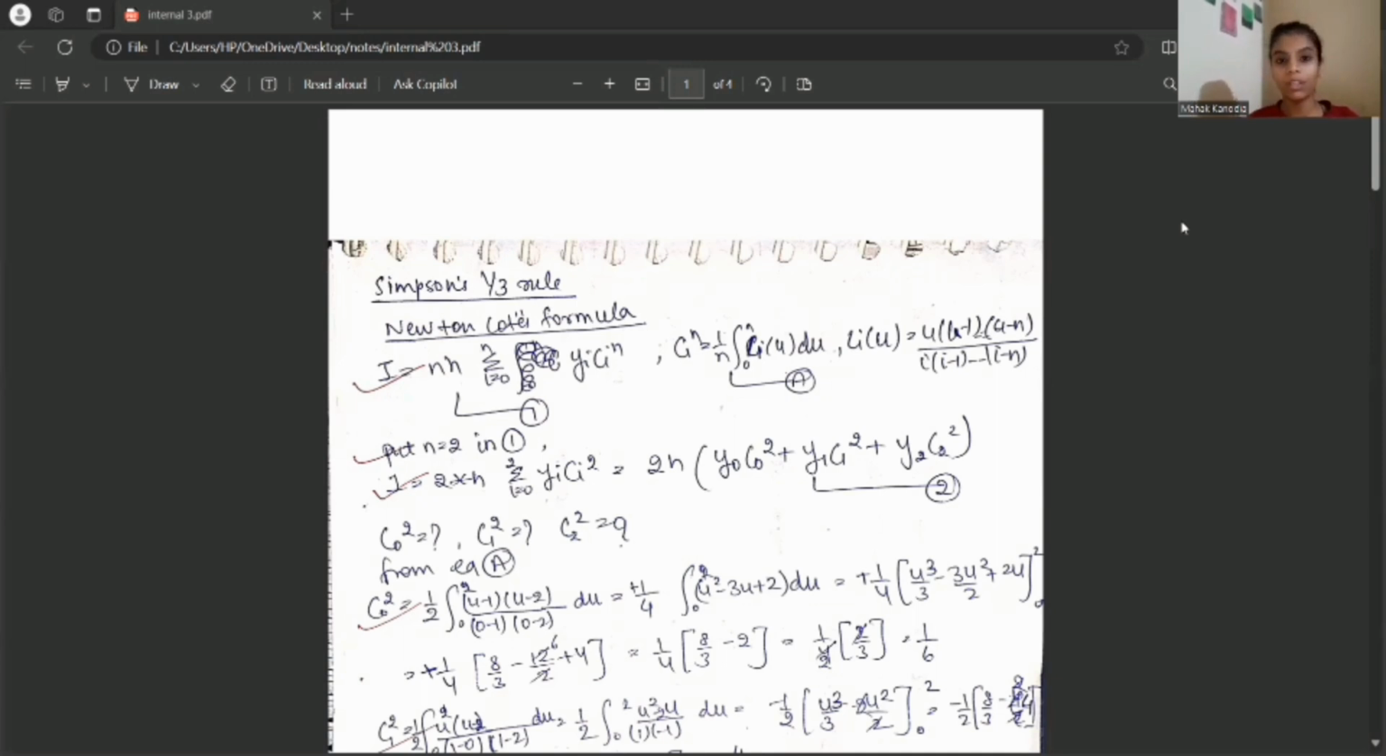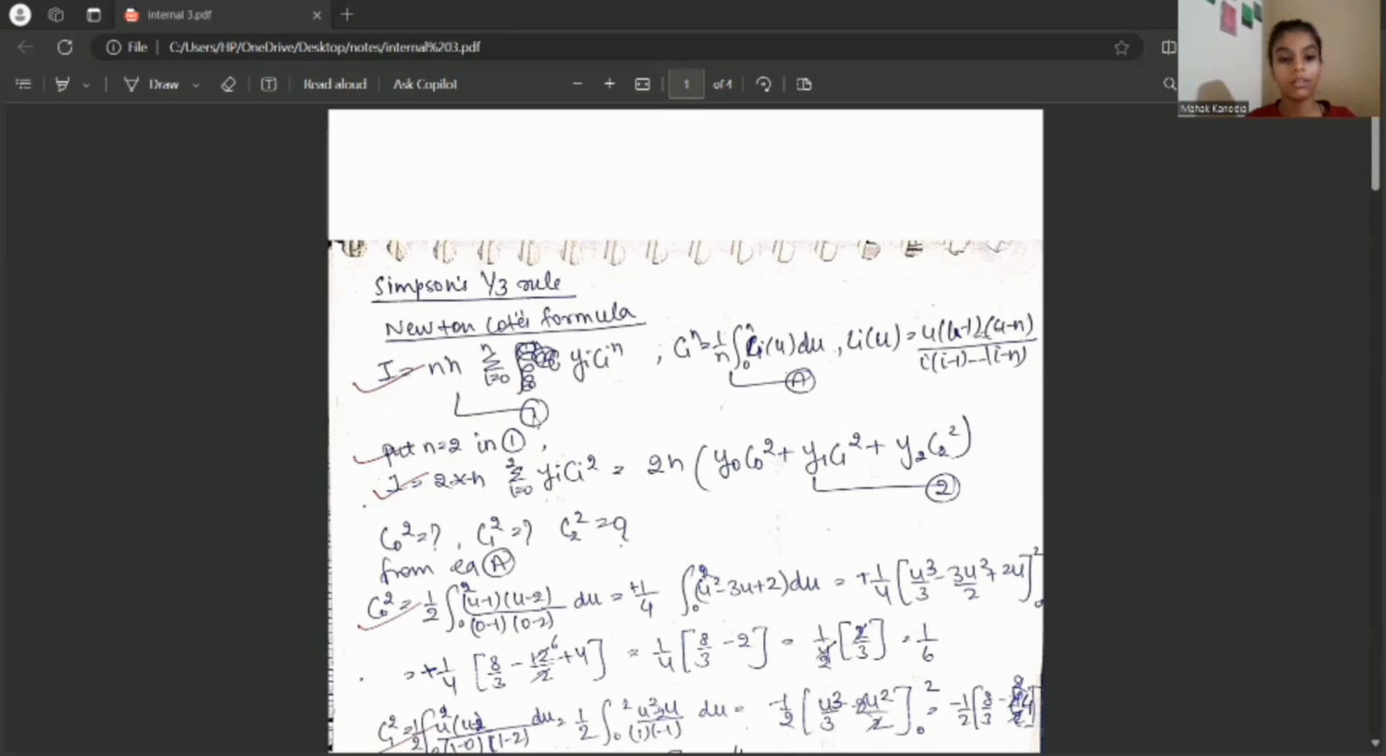Basically, this video features an assessment of computer-oriented numerical methods, where we were supposed to solve the internal question papers of the designated subject. So here we are featuring the solution for the third internal paper, whose first question was to derive Simpson's 1/3 rule using the Newton-Cotes formula.